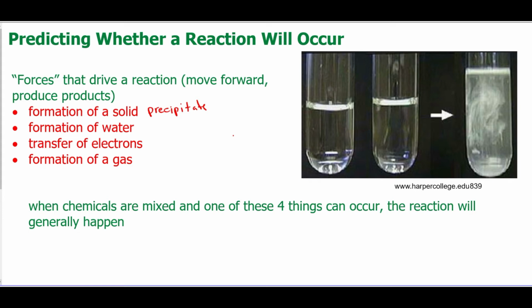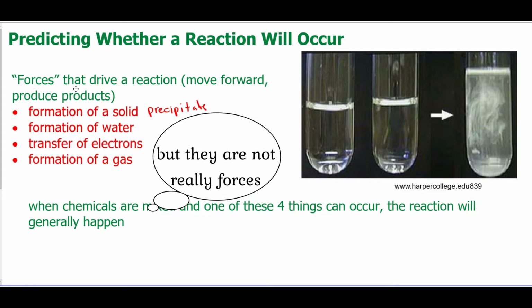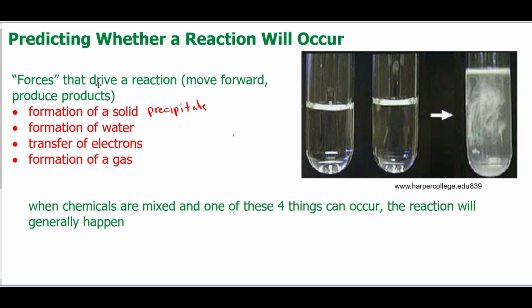Welcome to Chapter 7, Double Displacement. We could look at mixing two reactants together, and we need to decide, did a reaction happen? We look for four things, and sometimes they're called forces. We say it drives a reaction. Another way to say it is it moves forward or produces products.